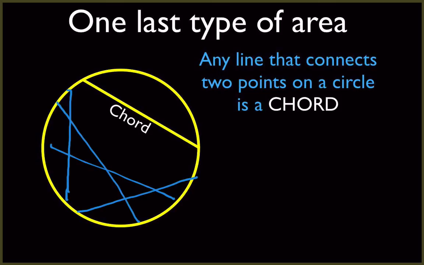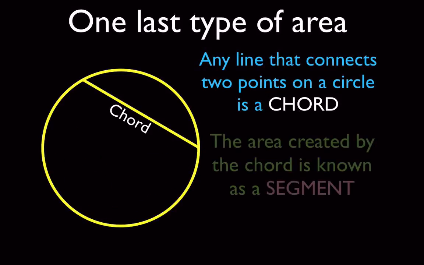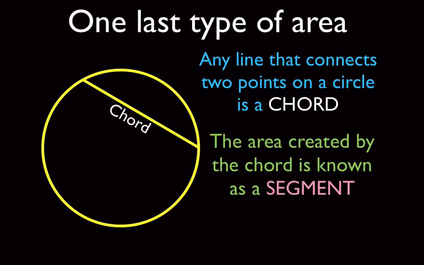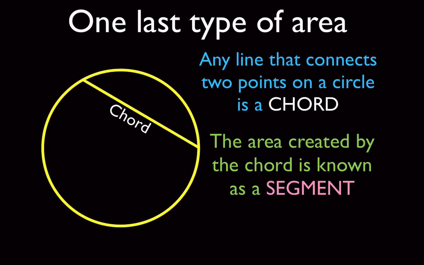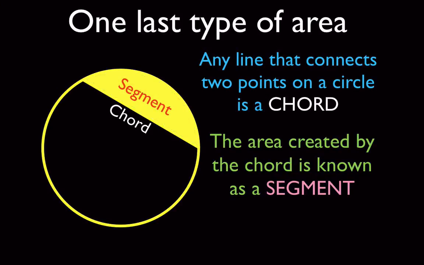And what you may be thinking is, isn't a diameter then a chord? Yes, it is. Diameter is a special chord that cuts it directly in half. Now, this area right here, if you then fill in that area, that is called a segment of the circle.